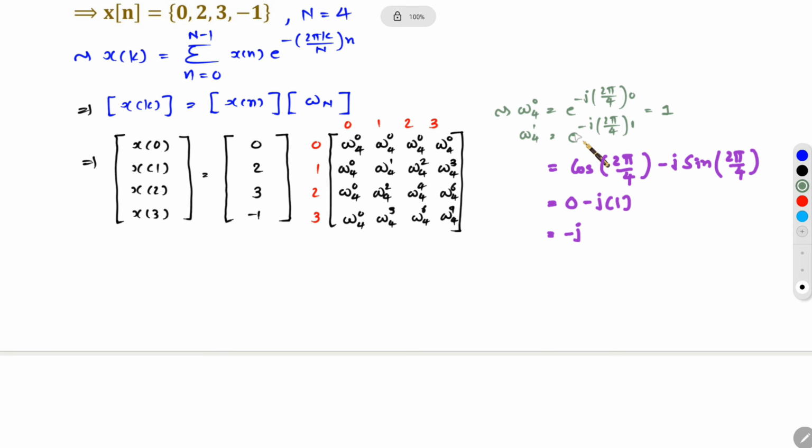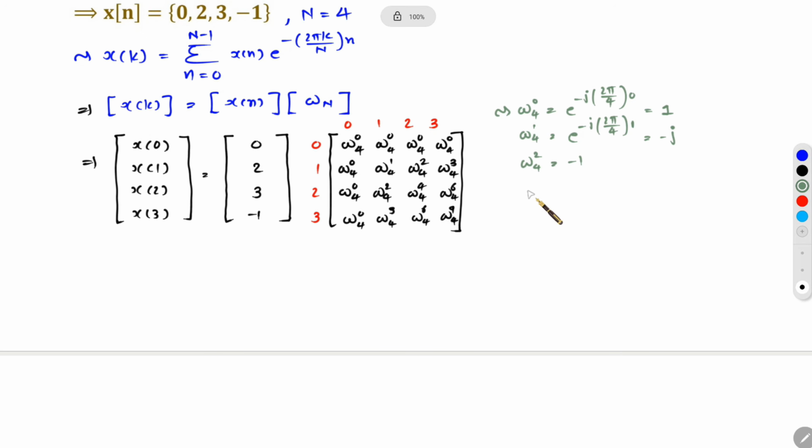See, e to the power minus j pi by 2 will be cos of pi by 2 minus j sine of pi by 2. So cos of pi by 2 is 0, minus j sine of pi by 2, that is 1, means minus j, that is the value. Similarly, one can calculate W4 to the power 2. Let me write this. After that, I'll explain how to remember this.